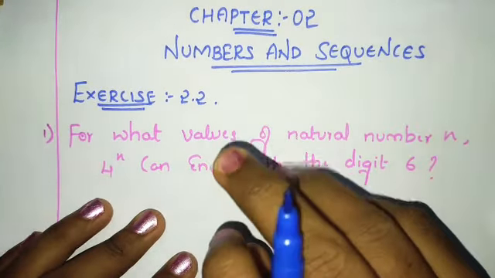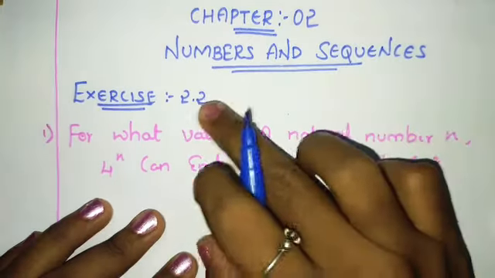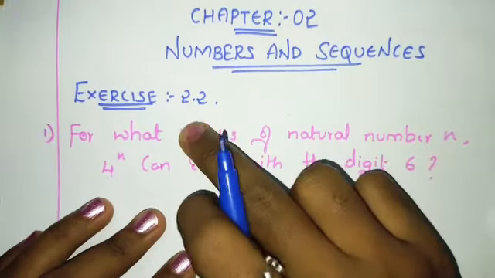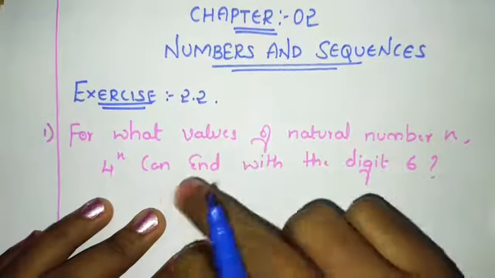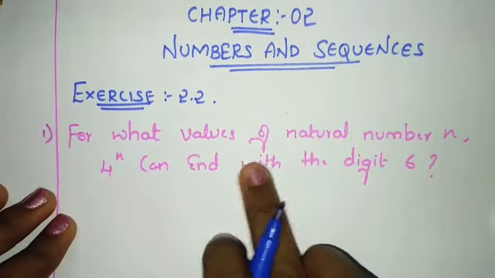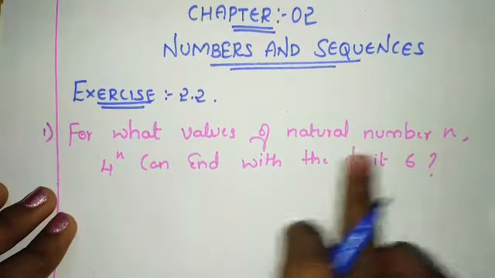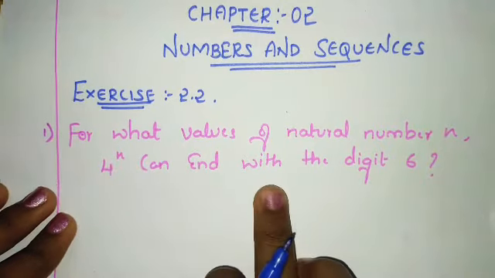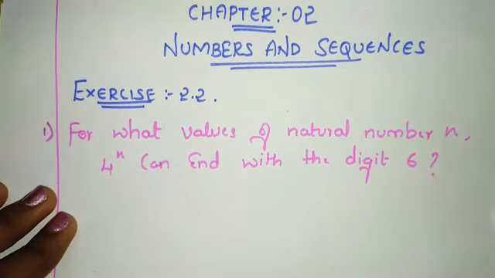This is Suhasini. Today we are going to see Numbers and Sequence, second chapter, exercise 2.2. Okay. So first sum: for what values of natural number n can 4 power n end with the digit 6?